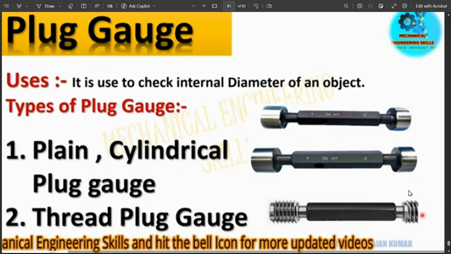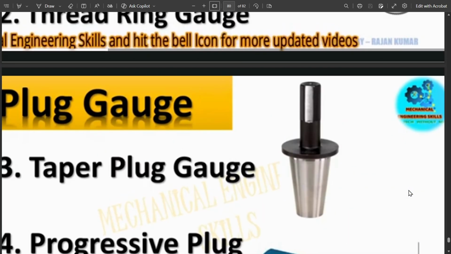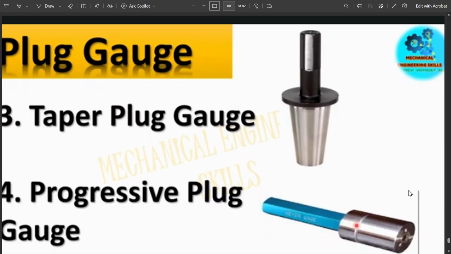So the first gauge is a plug gauge. What is a plug gauge? It is used to check the internal diameter of an object. The types of plug gauge: first, plain or cylindrical plug gauge; second, threaded plug gauge; third, taper plug gauge; and fourth, progressive plug gauge.